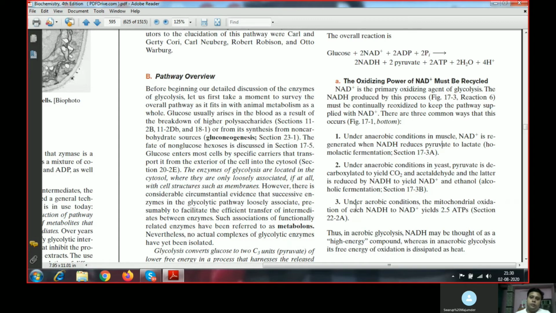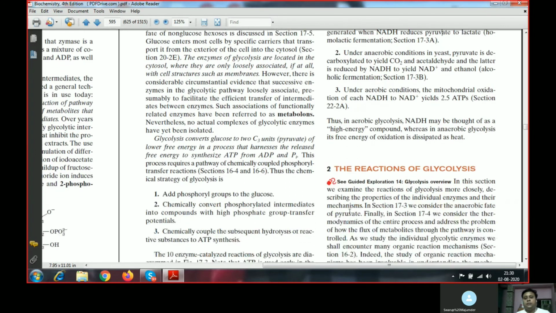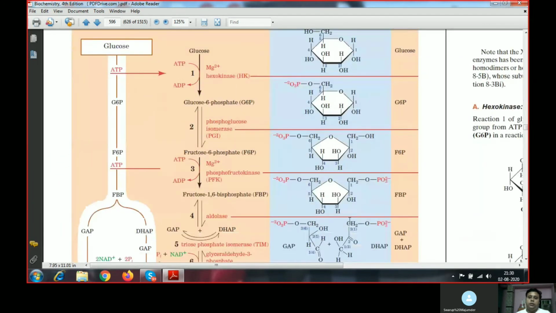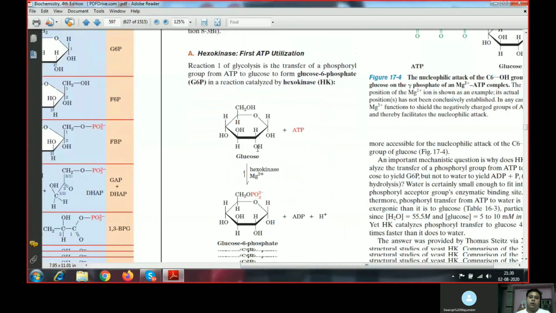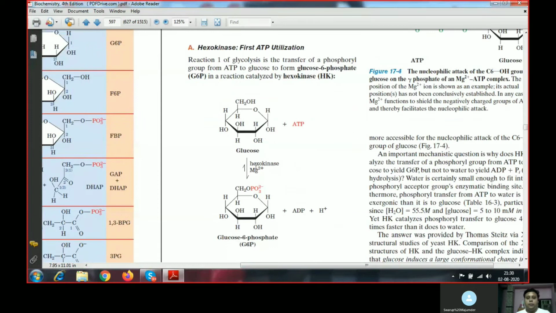So now we should start the individual reactions of glycolysis. Definitely, the first reaction is the conversion of glucose to glucose 6-phosphate by the help of an enzyme called hexokinase. For the conversion of glucose to glucose 6-phosphate, you require a phosphate group. In biological systems, the donor of the phosphate group is always ATP. So you are using ATP here to donate its phosphate group, so that you can convert glucose to glucose 6-phosphate. The enzyme required for this kind of reaction is hexokinase.